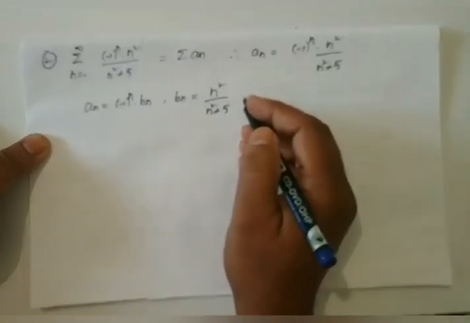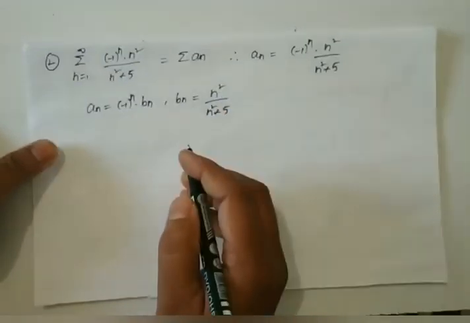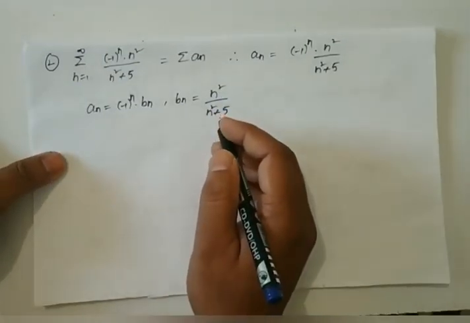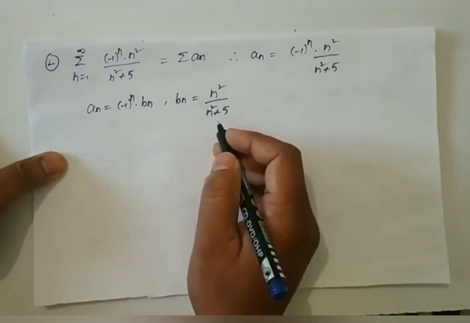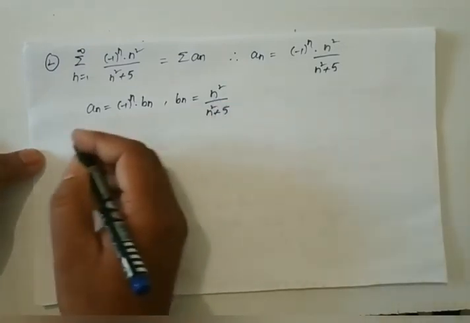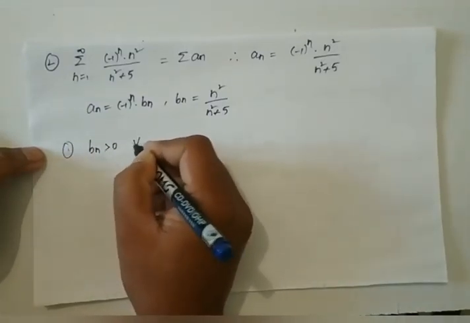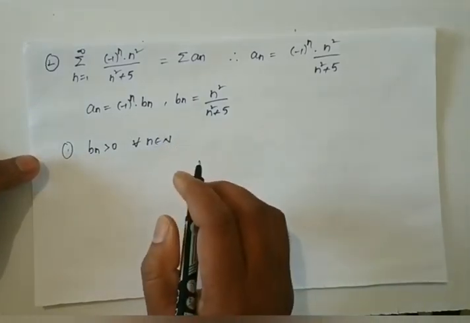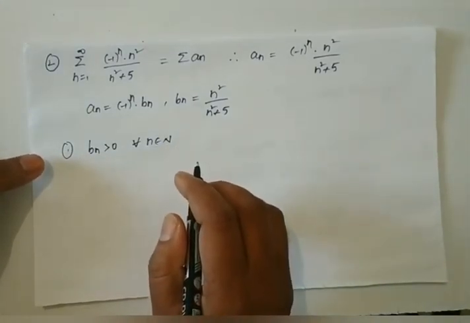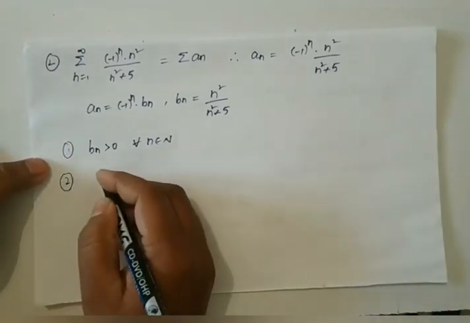You observe that here in the series bn, what is the numerator? N square. N square is always positive. Next, what is the denominator? N square plus 5. N square plus 5 is always positive. Positive by positive is positive. Therefore, the first condition, bn greater than 0 for all n belongs to N, is satisfied.